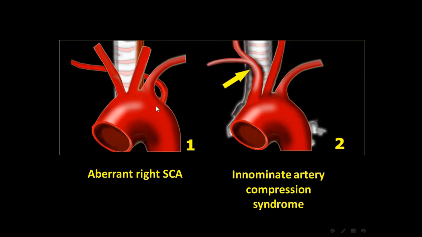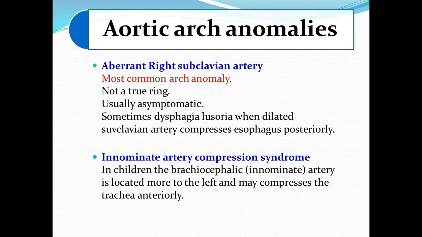But the right subclavian is here originating on the left side, the most left one, and then passing posterior to the trachea and esophagus, and passing to the right side. So this is aberrant right subclavian artery.